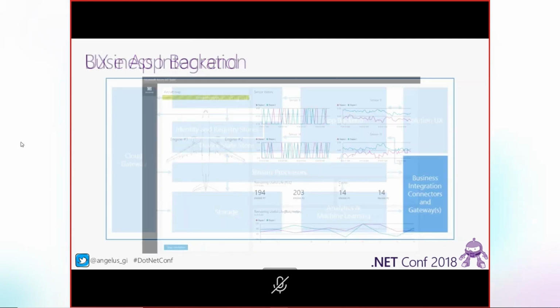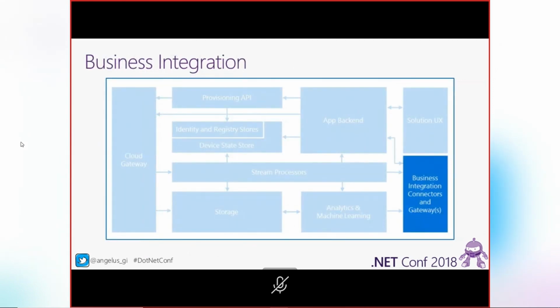The very last one is the business integration, connection and gateway. In this part, we can think of connecting our solution with other business services such as CRM or ERP. We could have in our warehouse an IoT device to regulate the shipping status of the order. And this IoT solution is connected to a CRM to manage the warehouse.